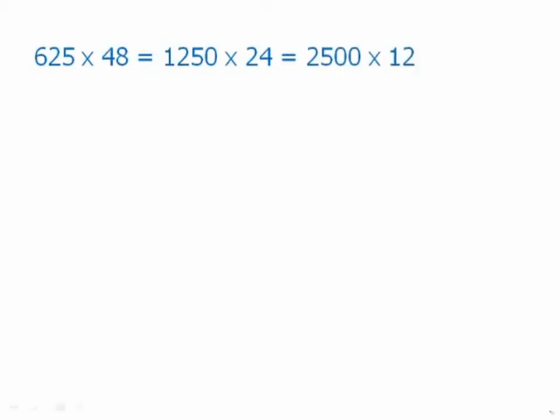Well, that also has a 500 in it, so it makes sense to do this again. I'm going to double 2500 and halve 12. Half of 12 is 6, and 2500 doubled is 5000. Well, now I've got it into a form where it's very easy to multiply in my head. 5000 times 6, that's 30,000. So this is a very handy trick to keep in mind.